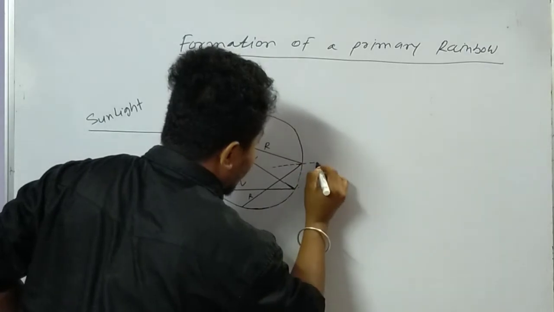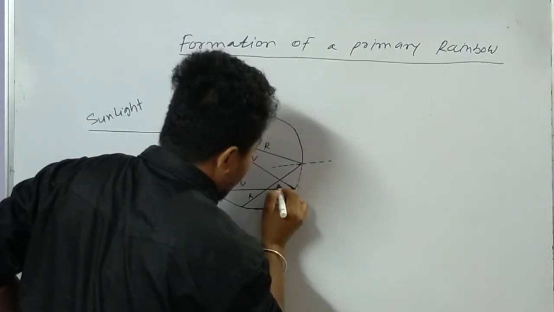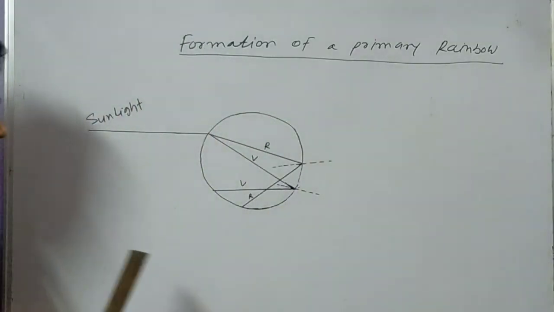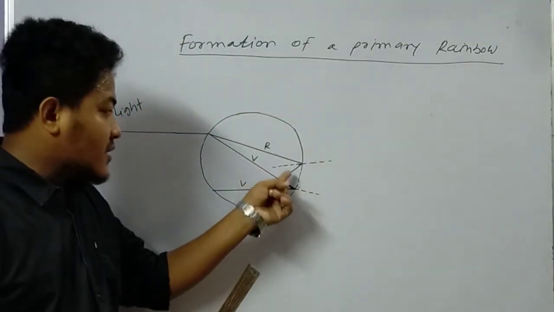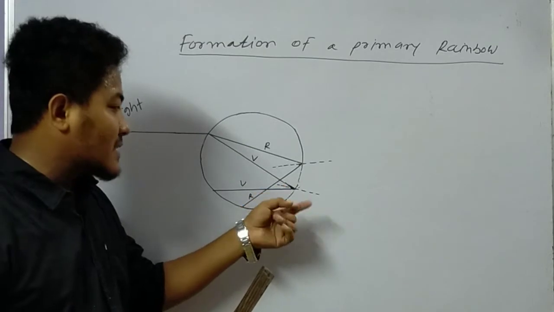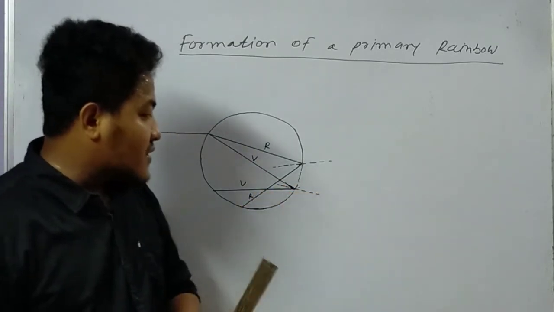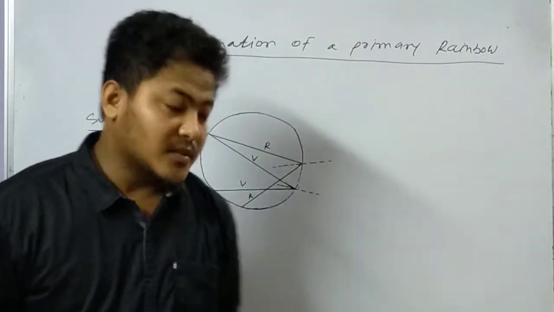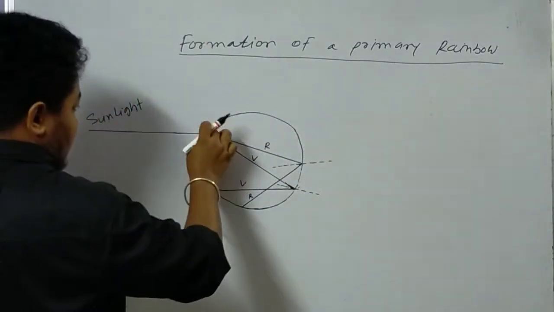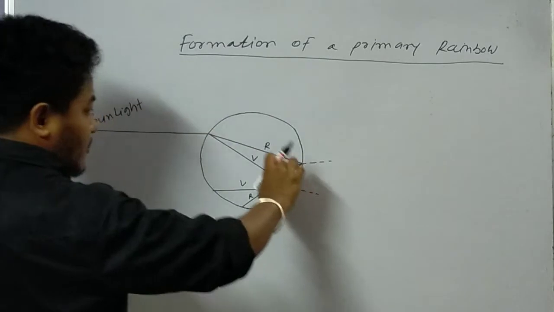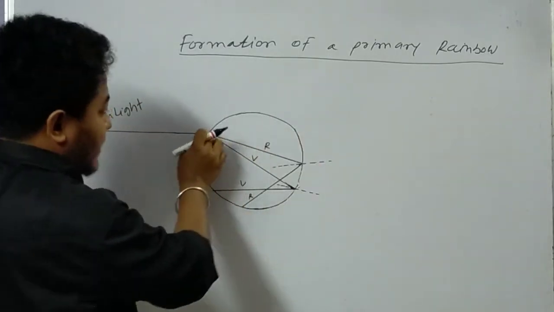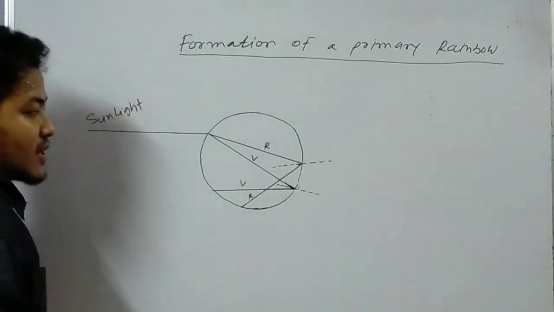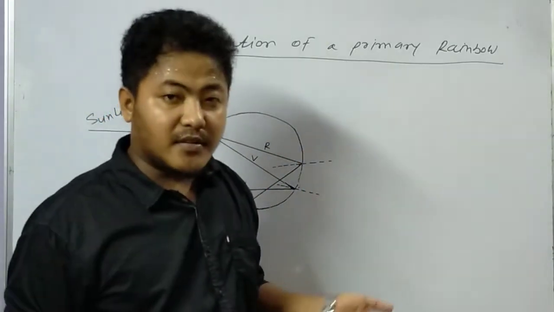This is the normal, somewhere this is, and in this case also this will be the normal. As you can see, this is the angle of incidence, and this is the angle of incidence, and both these angles of incidence are going to be greater than the critical angle of the interfaces. This is the phenomenon. From here dispersion has started, and here total internal reflection has started.